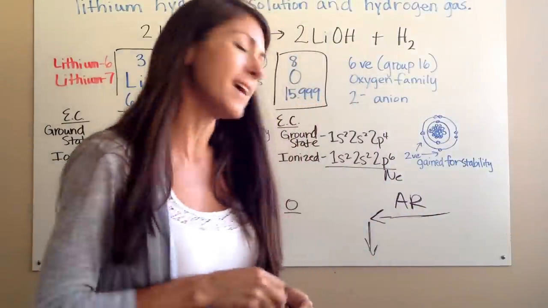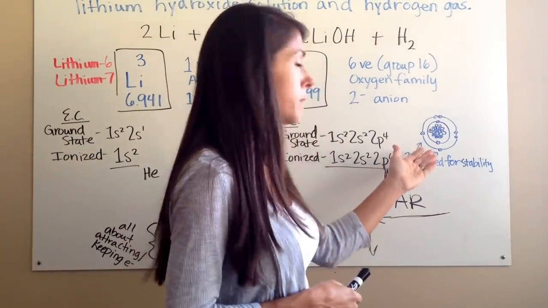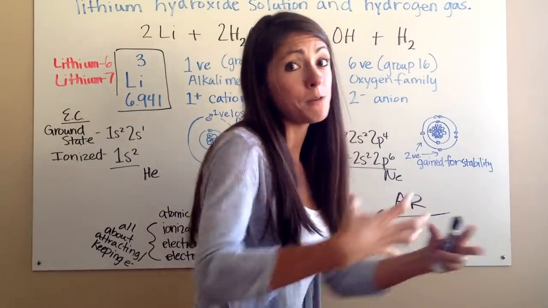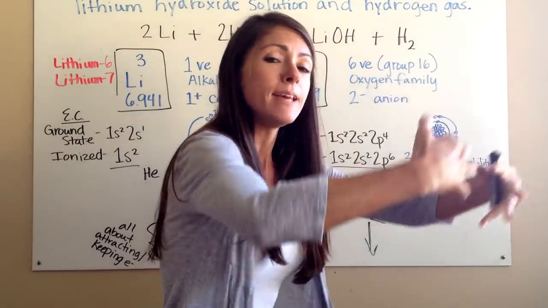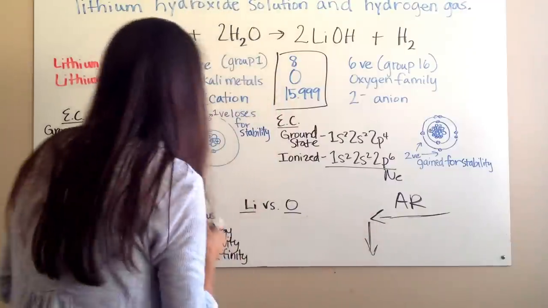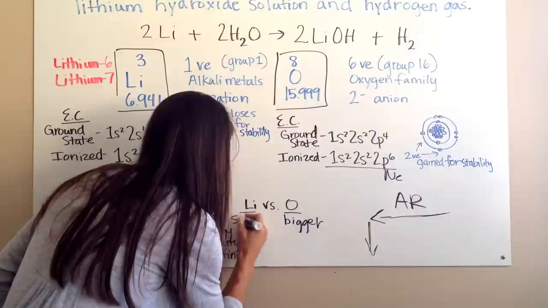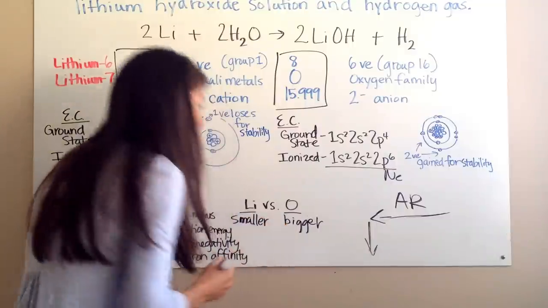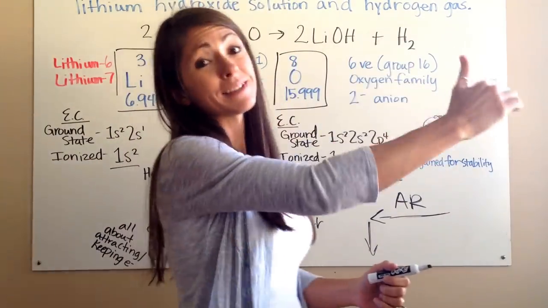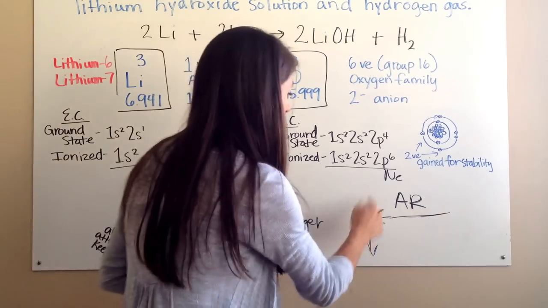Why is that? Why is it, even though they have the same two energy levels, that this one is smaller? Because this has greater nuclear pull, because it's got more protons, so it's pulling that last energy level in tighter. Now, atomic radius for oxygen is smaller, and lithium is bigger, because it trends anti-right, which means it goes to the left, increases this way and down.